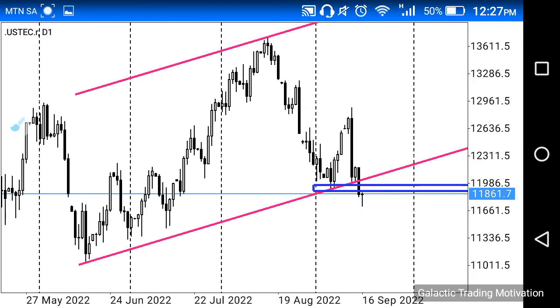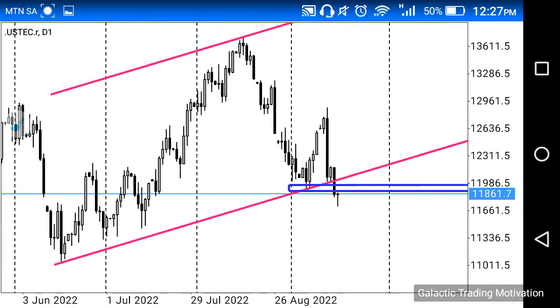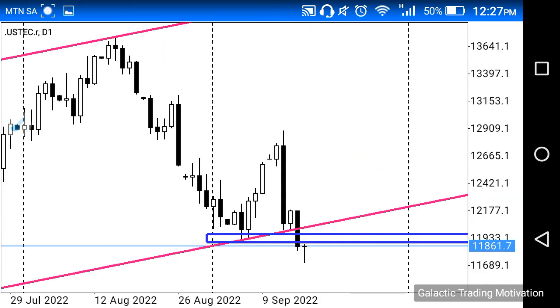Anyway, let's proceed. So what else do we see on this chart that we should be paying attention to, which is the daily chart? Another thing that is also very much interesting is how the last daily candlestick closed.